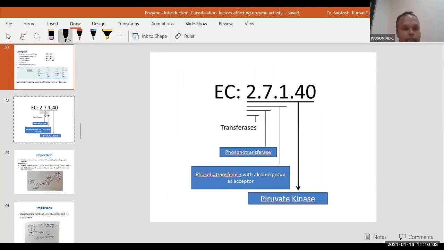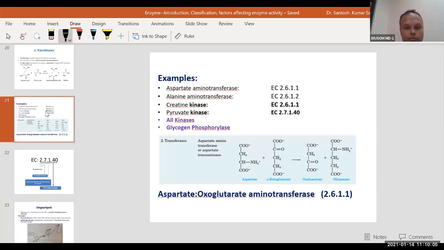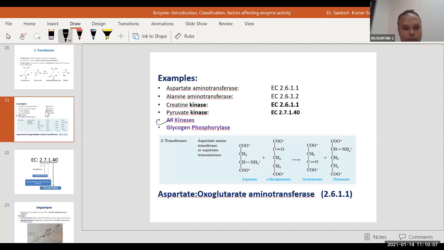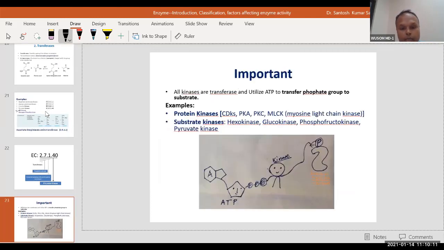All kinases are transferase. Okay? Transferase. All kinases. You can remember this cartoon for kinase. Why am I making a cartoon? I'm not very good at computers so that I can make a cartoon on the computer, but I've drawn this cartoon.